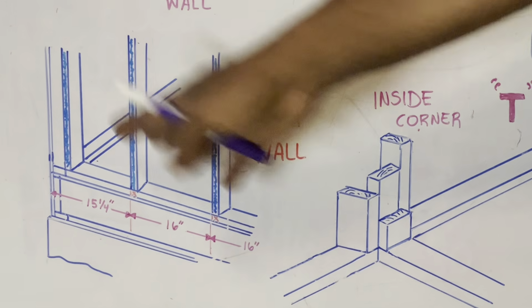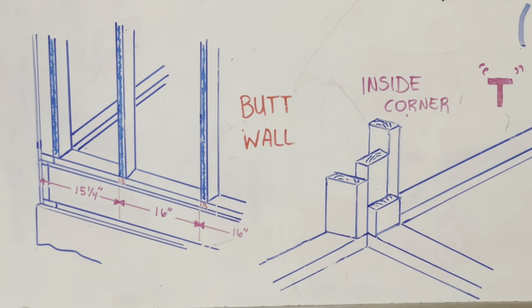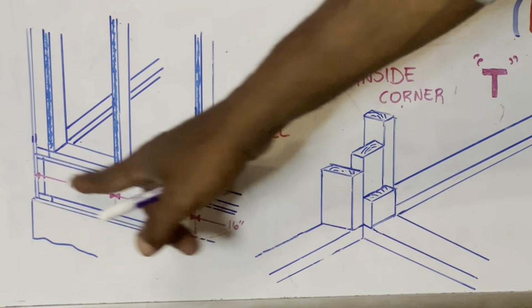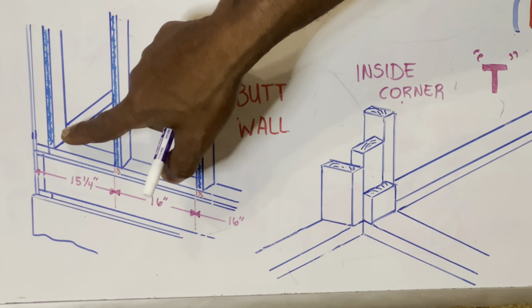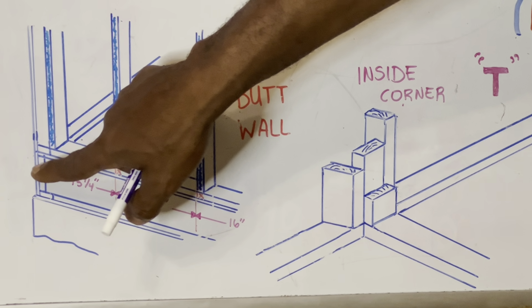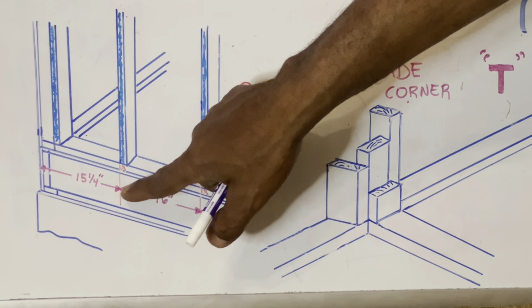If you just read the drawing, I hope I explained that correctly, but you can see what I'm talking about, because your tape measure has to come all the way. It's not stopping at this butt wall. It's going all the way over here. So you go all the way over here, pull 15 1/4.